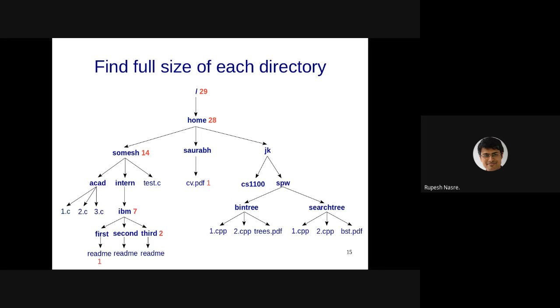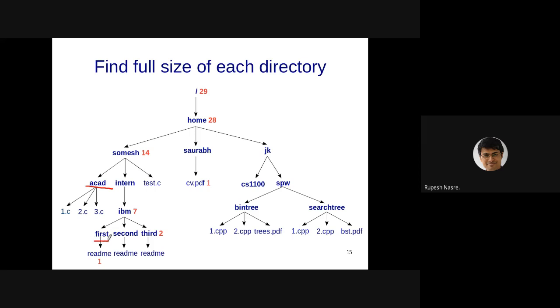How do I find the size or weight of a directory? I say that each file has weight of 1. So that 1.c, 3.c, readme, cv.pdf, all of these have weight 1. And each directory also has a weight 1. But the weight of a particular subdirectory is going to be decided by what all is contained inside it recursively. Which means that, for example, if you take the directory acad, here its weight is going to be 4. 1.c, 2.c, 3.c as 3, and acad itself, and therefore its weight is 4.